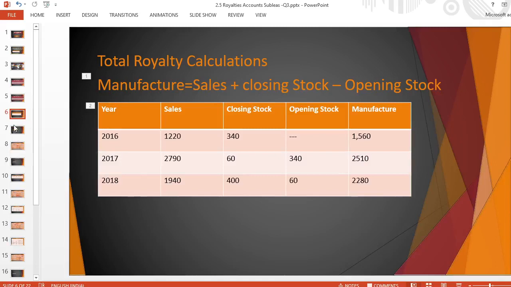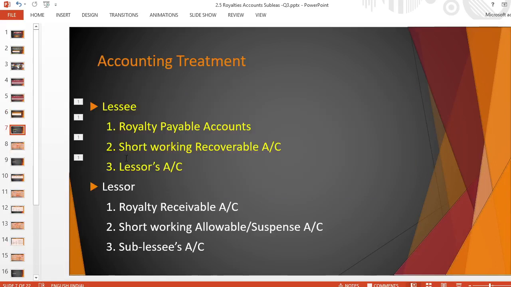So I hope you'll prepare the rest of the ledger accounts: short workings recoverable account, lessor's account, royalty receivable account, short workings allowable or suspense account, and sublessee's accounts.